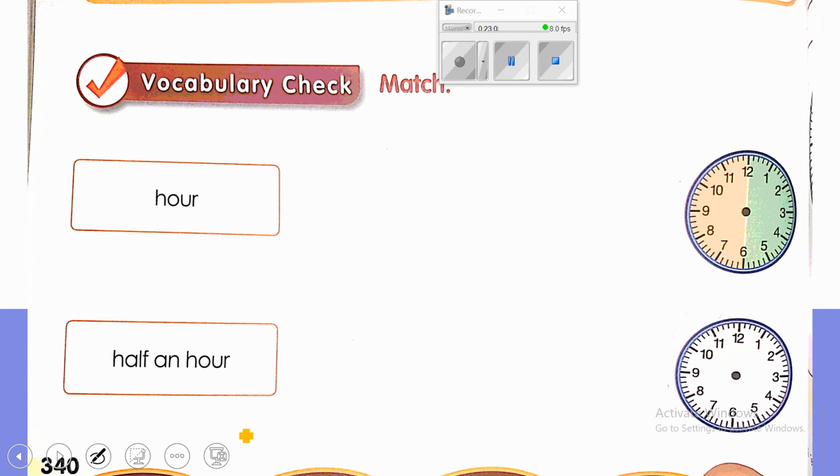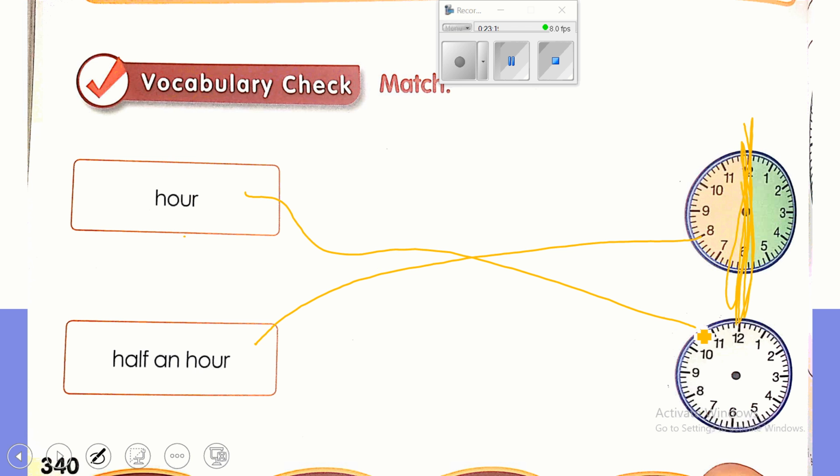Here, I check my vocabulary. Here is hour. Where is the hour? Remember, this is when I cut something into equal parts. It's hour or half. Perfect. This is half an hour, and this is the hour.